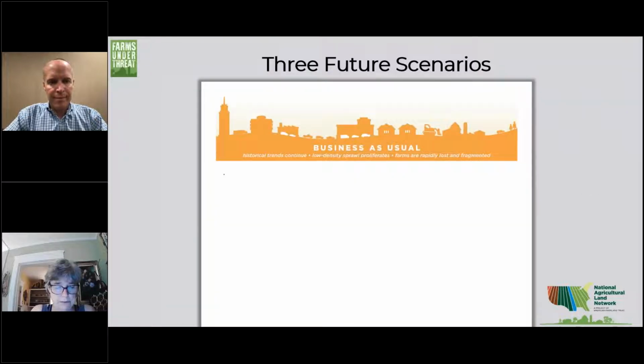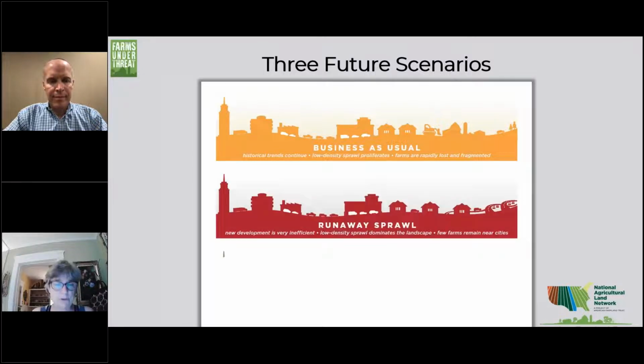So here are the three scenarios that we modeled. First, business as usual. Again, that's taking that 2001 to 2016 conversion rate and projecting it out to 2040. The second scenario is what we call runaway sprawl. This envisions a scenario where sprawl actually gets worse. And we know this is possible because we know that high housing costs in more urban areas and more remote work opportunities, which are only likely to be improved as rural broadband improves, allow for additional sprawl. Some parts of the country may in fact already be on this trajectory.